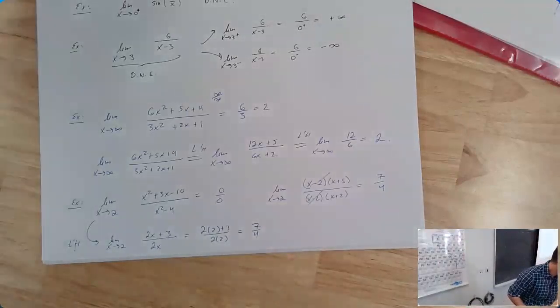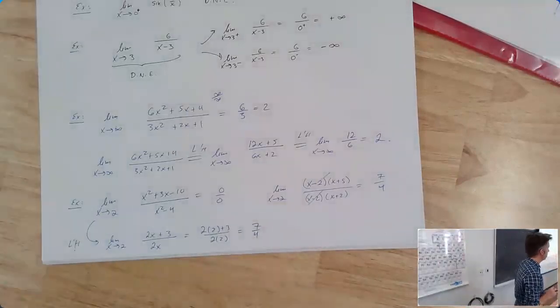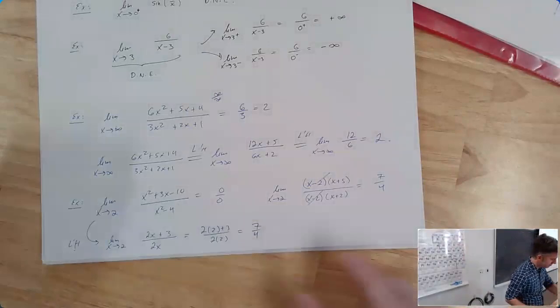Earlier you said that if you have non-zero divided by 0, it might approach infinity. Doesn't it always approach infinity? Infinity or negative infinity, but it has to be an asymptote, right? Yeah. Okay.